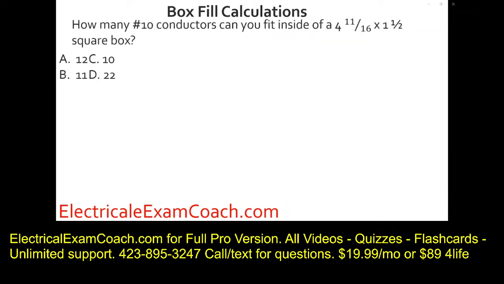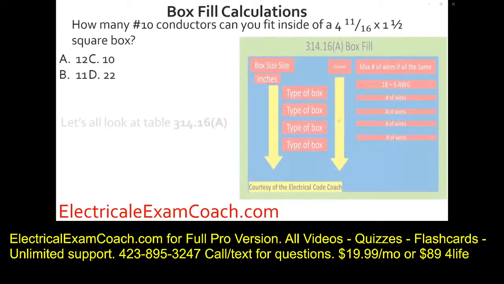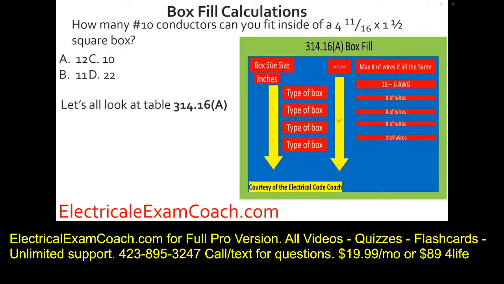How many number 10 conductors can you fit inside of a 4 11/16 by 1.5 inch square box? It's the same process, just looking at it differently. We're going to go ahead and come to our table, 314.16(A). We're going to find our gauge conductor. We're going to come down and find our box. Make sure we cross back over, and we find that we can fit 11 inside of this box.